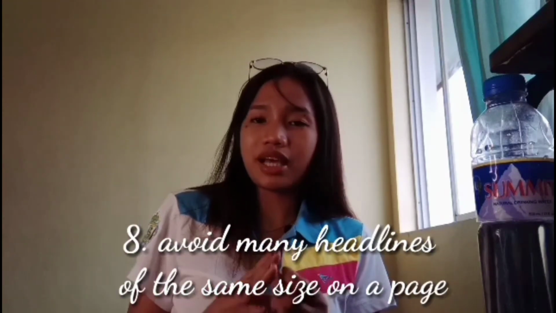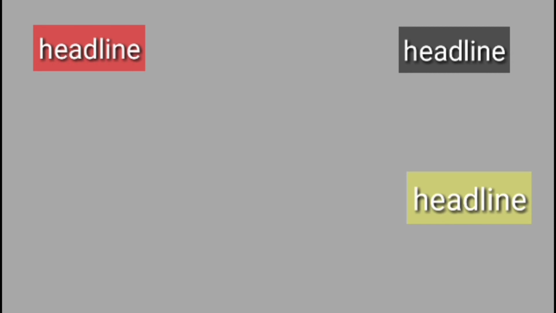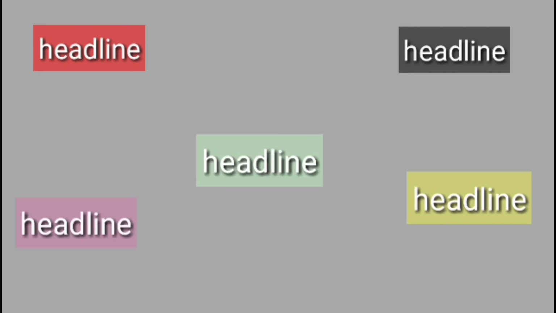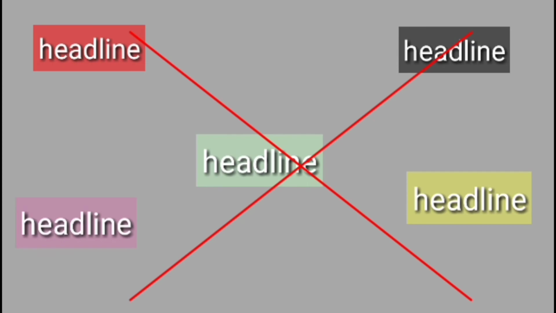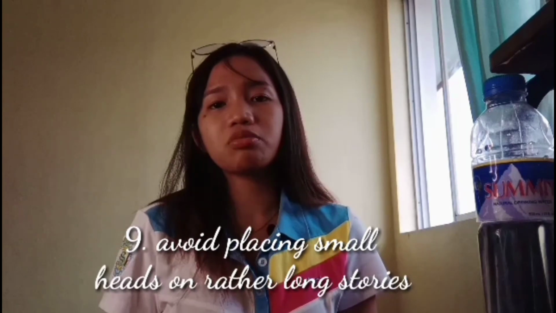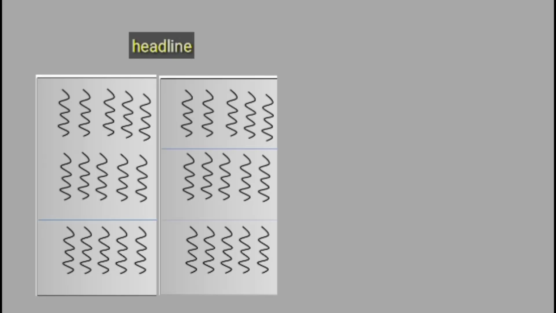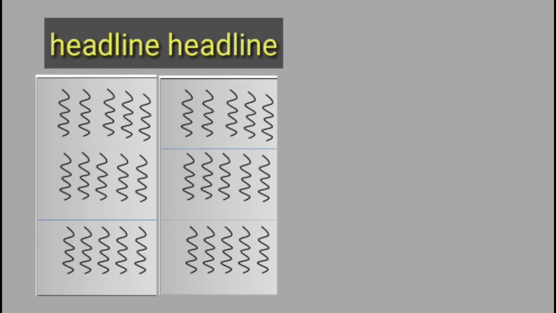Alright, so number 8, avoid many headlines of the same size on a page. So, as much as possible, hindi dapat masyadong marami yung headlines sa isang page tapos pare-parehas pa ng size. Number 9, avoid placing small heads on rather a long story. So, if masyadong mahaba yung stories mo, dapat kahit papano, medyo malaki yung headlines na ipi-place mo para sa kanya.